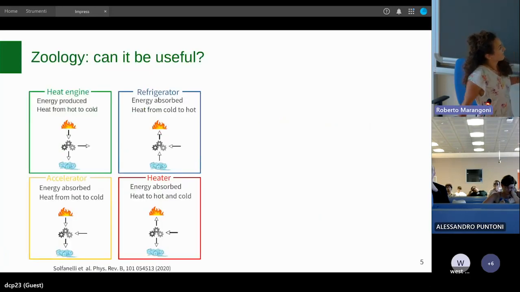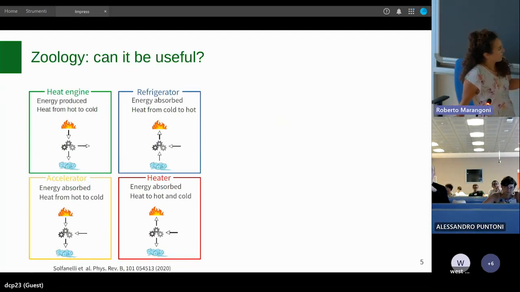The first question to answer is, can this engine be useful? Solfanelli and collaborators, who are more or less in the audience, have shown that there are only 4 regimes that are allowed for such a quantum engine. In particular, you can have the heat engine, so you are absorbing heat from an outer reservoir, and then you're performing some work. Then there is a refrigerator. I don't have to explain how it works. The accelerator is something that is useless because you are performing work on the system, and then you are just accelerating the transfer of heat from the hot to the cold reservoir. And then there is a heater, in which you perform some work on the system, and then you heat up both baths.